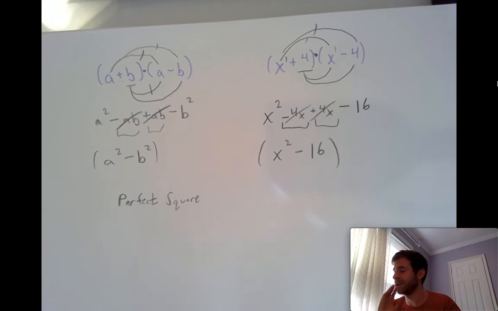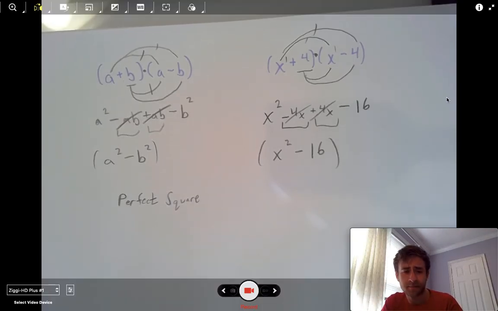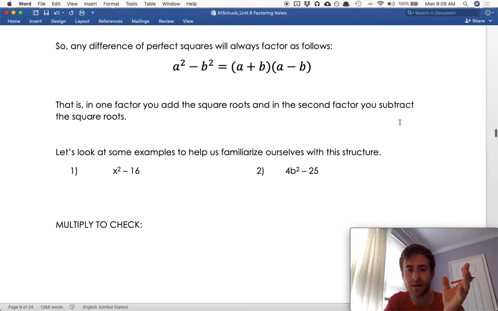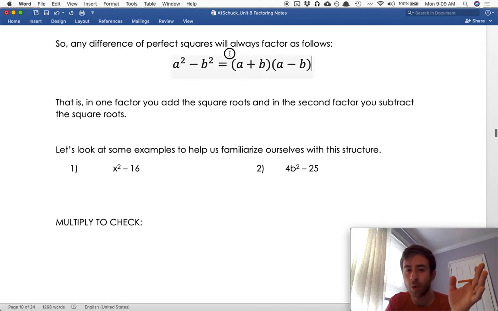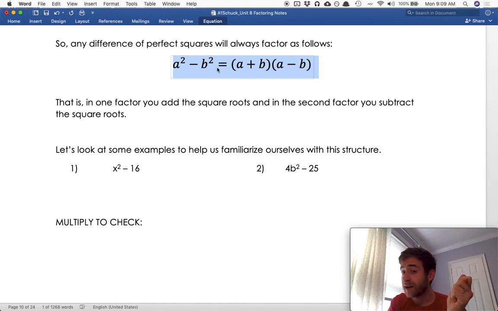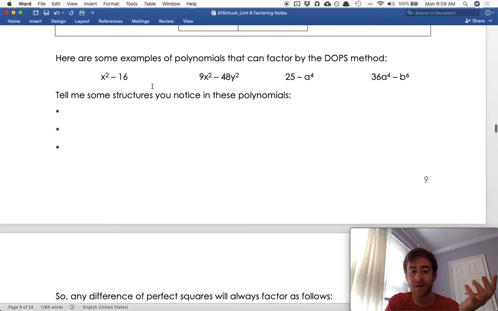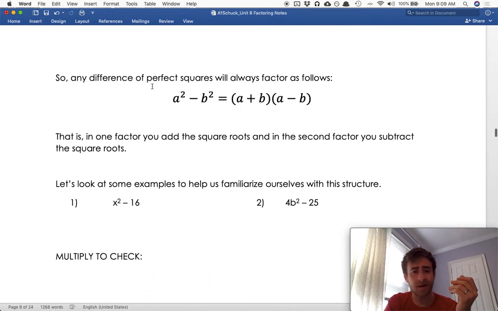I'm not going to write it out for the sake of time because I think I'm already like 5 minutes in or something. Okay, so this is where I wanted to get to. I'm going to skip the do now because we did our own little do now. But this is the core idea: if I have something like this as the factored form, when I multiply it, it will get me a square minus a square. And if you noticed at the start, this lesson is called the difference of perfect squares lesson.